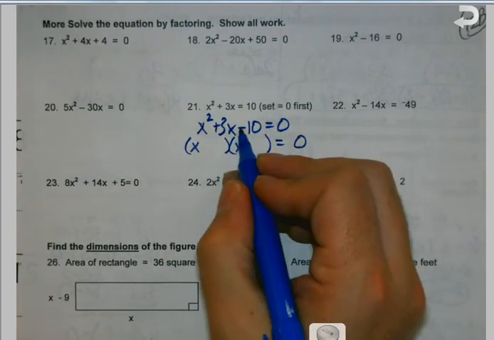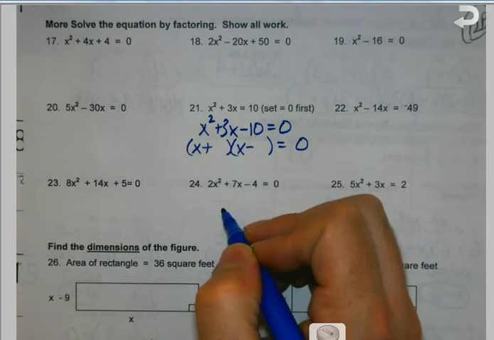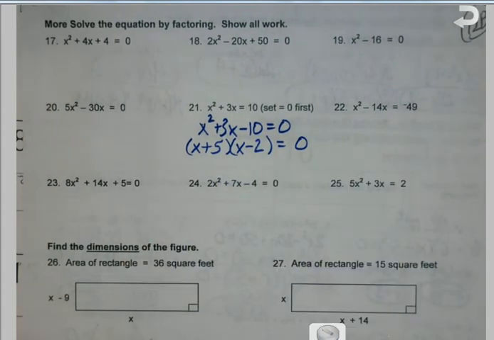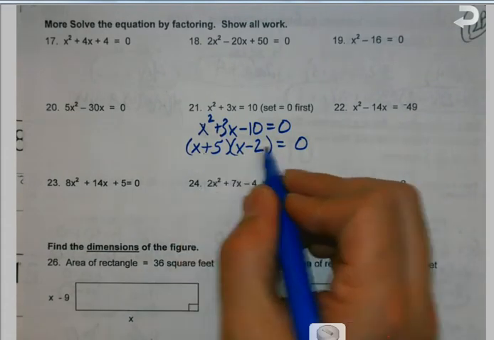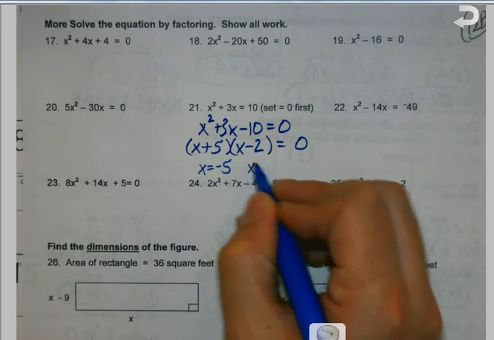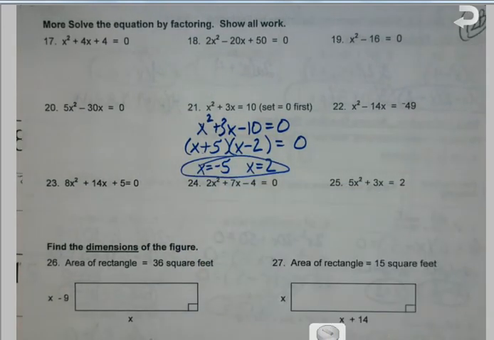Let's see here. Negative means I'm going to have one of each. Positive is going to be bigger. 5 and 2 sounds like a plan. And once I do that, I just set each of those equal to 0 and get my two solutions.